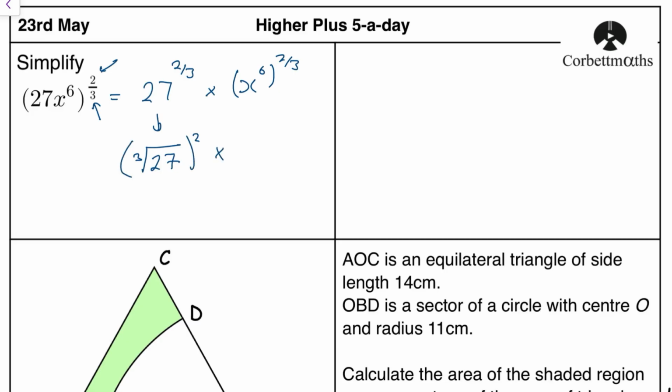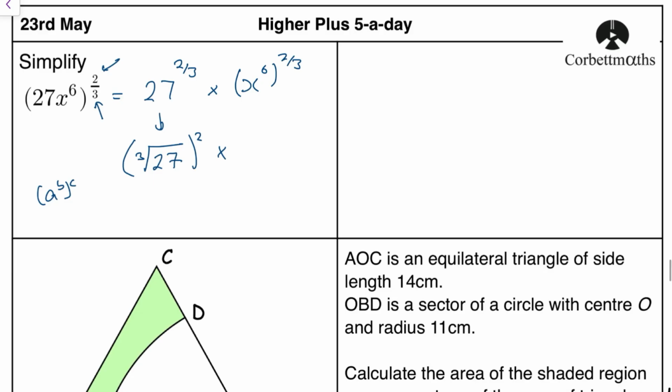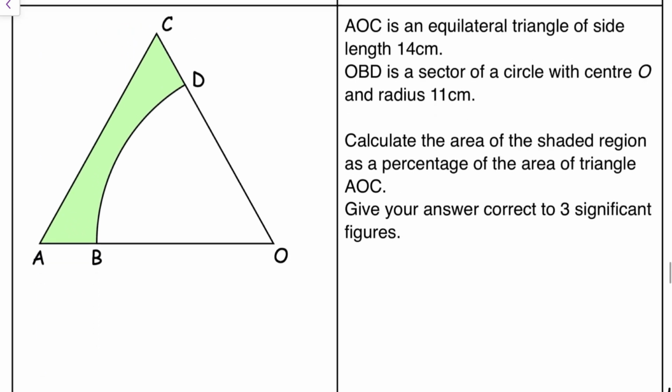And for this one here, I'm using the index rule that a to the power of b to the power of c is basically a to the power of b times c. In other words, I'm going to multiply 6 by 2/3, which is 12 over 3, which is x to the 4. Let's tidy up the thing on the left. So the cube root of 27 is 3, 3 squared is 9, so my final answer is going to be 9x to the power of 4. Good question, sort of very standard index rule question.